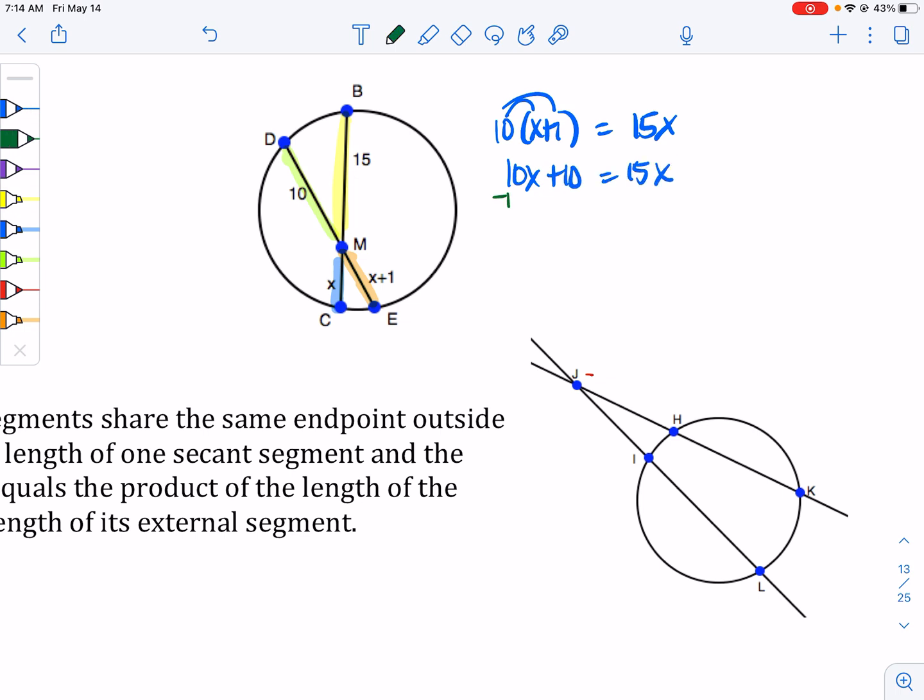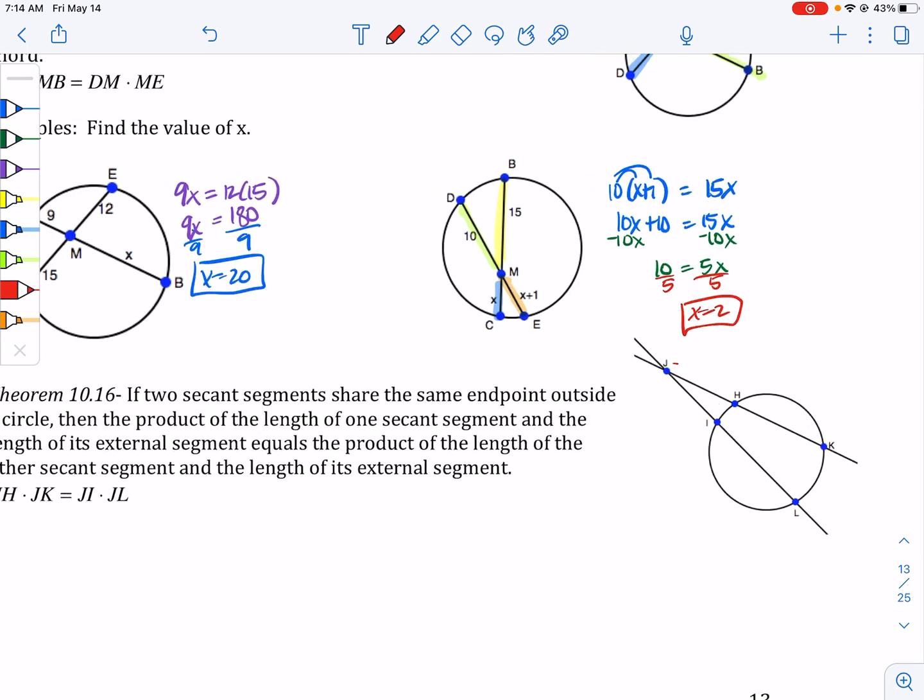So I'm going to move the 10x to the other side. So we get 10 equals 5x. So then we're going to divide by 5. So then x is 2. Okay.